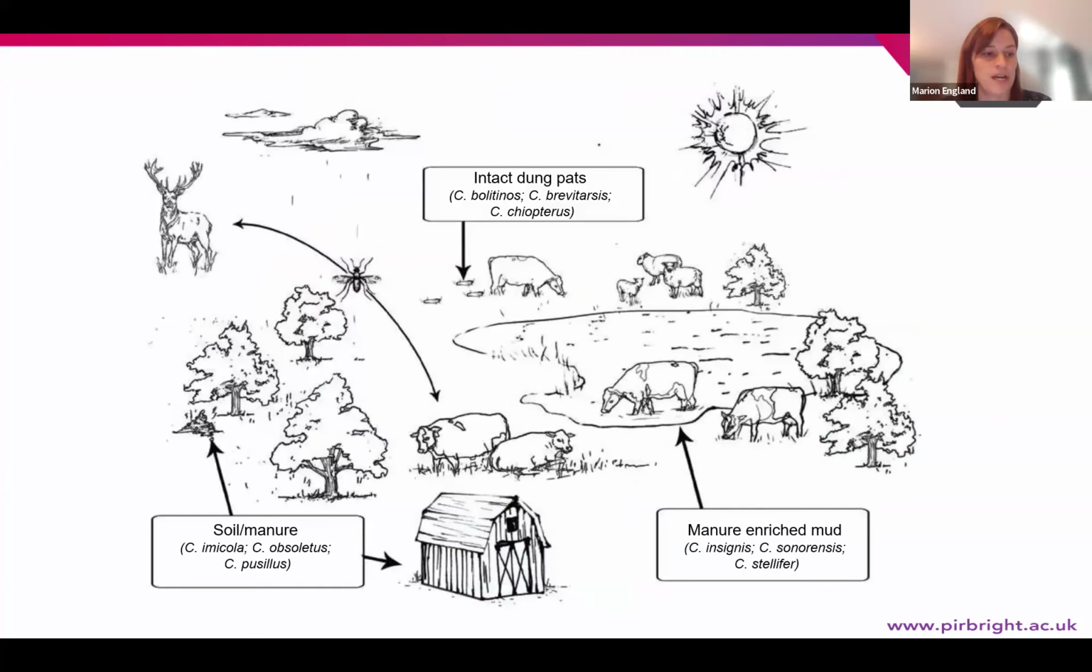And on farms, we create this wonderful habitat for Culicoides. So we have cows or livestock organically enriching the soil. We have things like dung heaps. We have a large livestock population contained within an area. So it really provides everything that the Culicoides need.